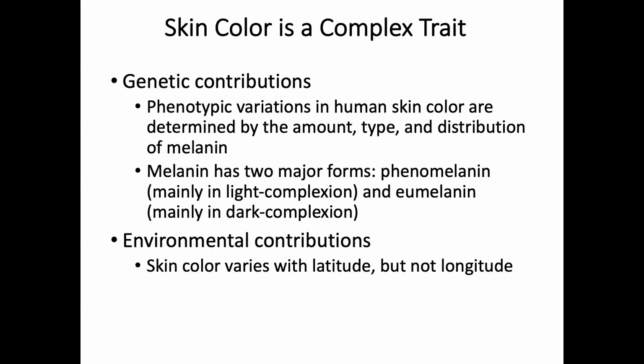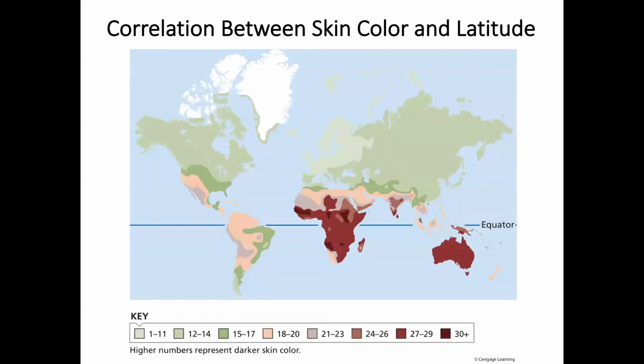All right, so in addition to genetic contributions, environment also contributes to skin color. It has been found that skin color varies with latitude, not longitude. Let's see the world map next. In this map, you can clearly see that human skin color is darkest near the equator and is progressively lighter at higher latitudes.